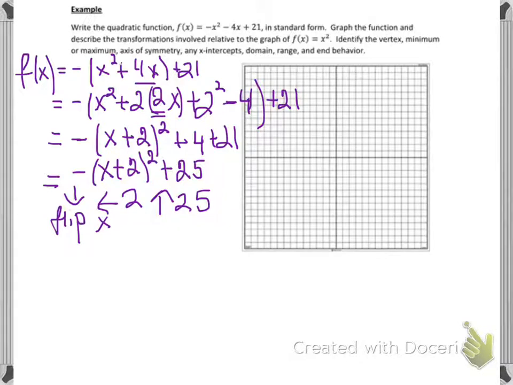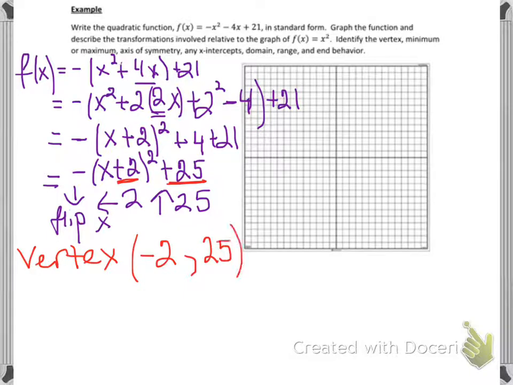The next thing that we need to do is identify the vertex. Let me see if I can change the color here really quickly. To identify the vertex of the equation, remember that it was the h and the k from the original formula. To identify the vertex, it is always going to be negative the number inside the quadratic. So the vertex is at -2, y coordinate is 25.